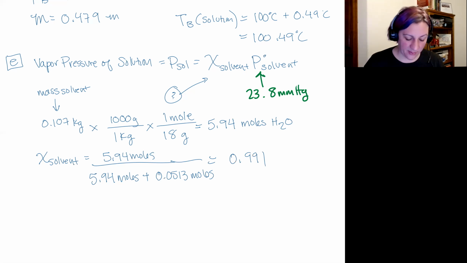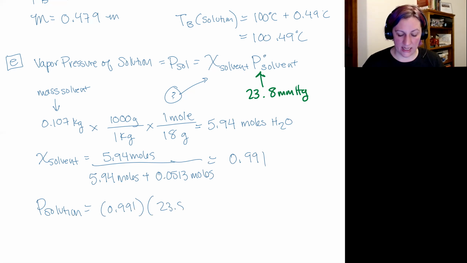So my vapor pressure for my solution is just going to be that 0.991 times the 23.8 millimeters of mercury. So they'll be very similar. And what I get when I plug this into my calculator is 23.6 millimeters of mercury. And so that's going to be the vapor pressure of my actual solution.